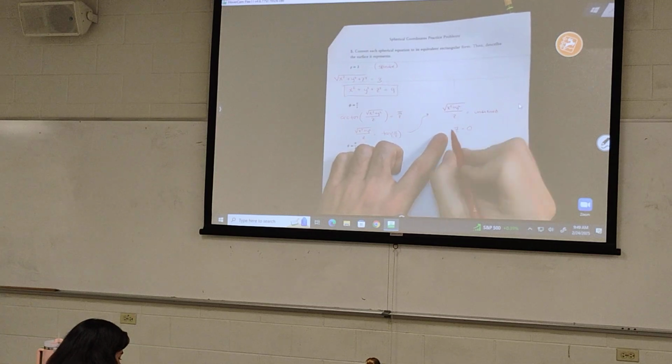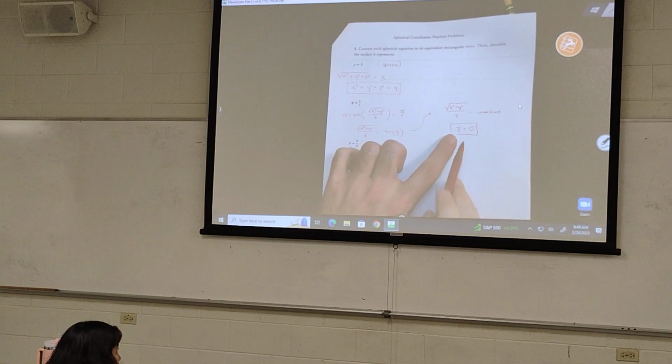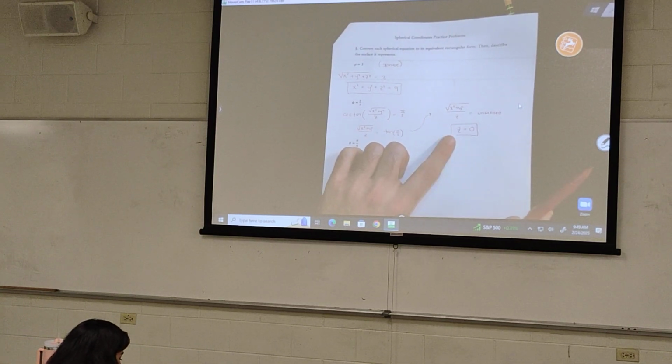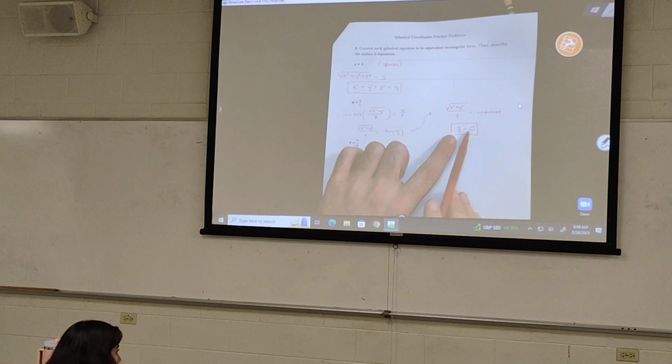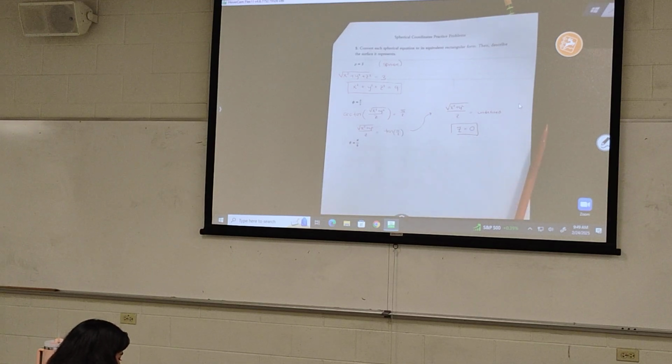There it is. It said pi over 2 and 3 pi over 2. We got it. Z equals 0, which is your xy plane. And if you think about it, that makes total sense. I came down at an angle of pi over 2. That is just the plane z equals 0.